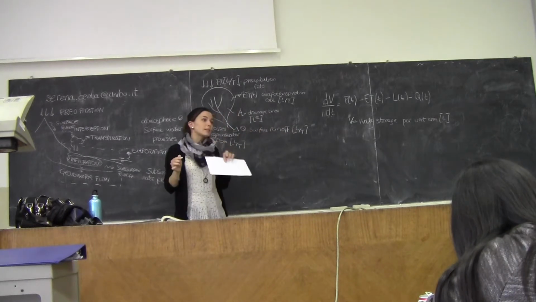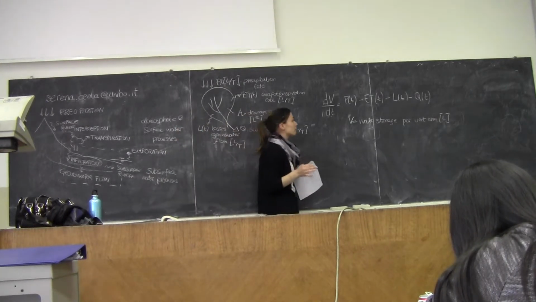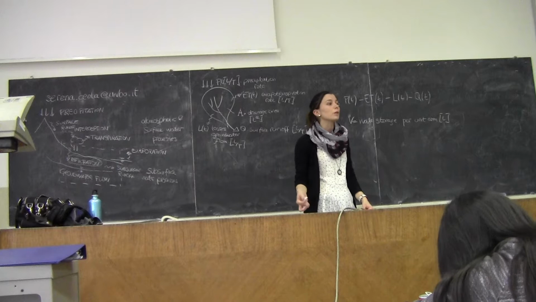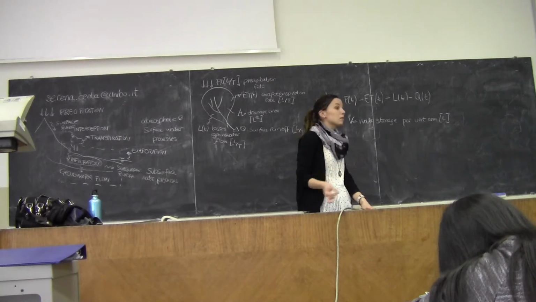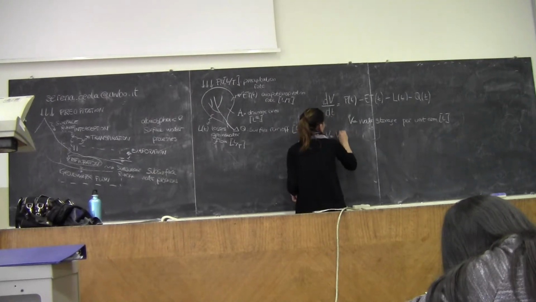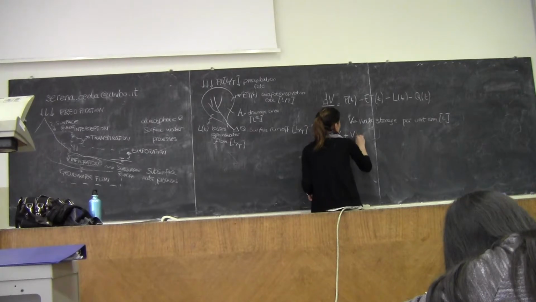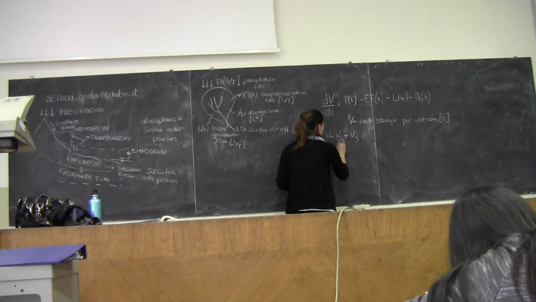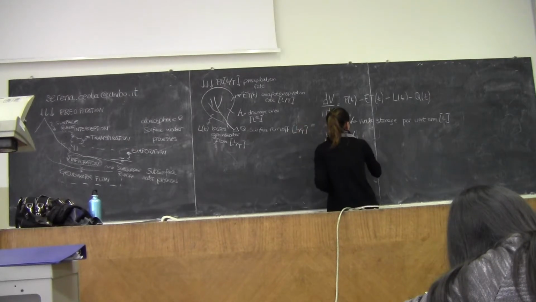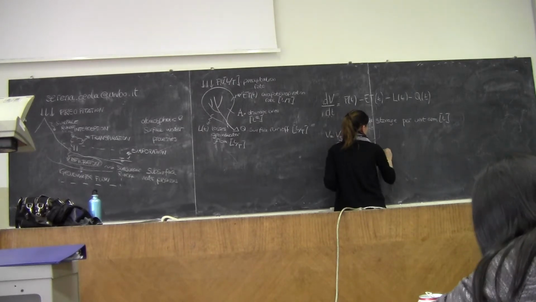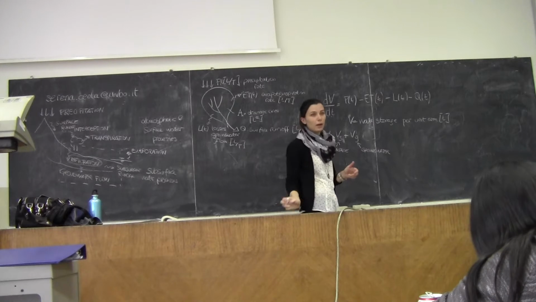We may assume that the water storage is given by the sum of the surface storage, so the water within rivers and ponds, plus groundwater storage. So we may express this as V is equal to Vs plus Vg. This is the surface, and this is the groundwater.